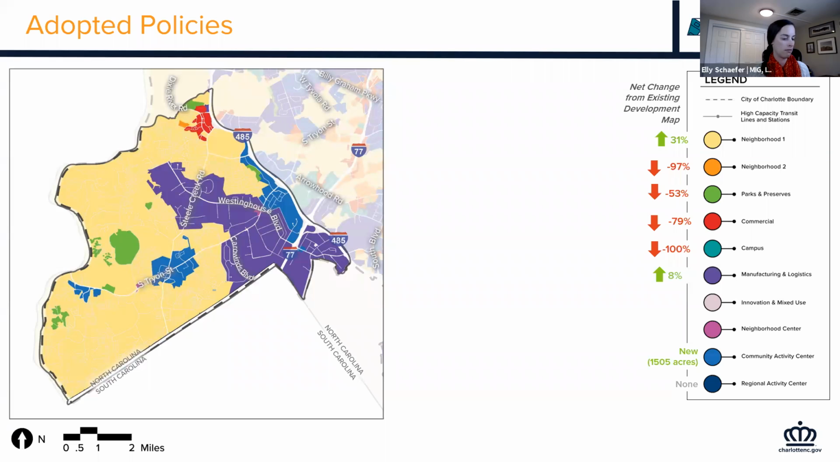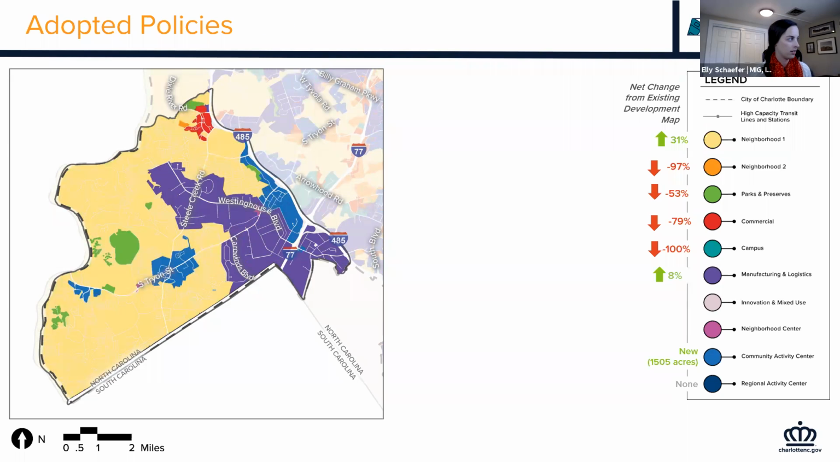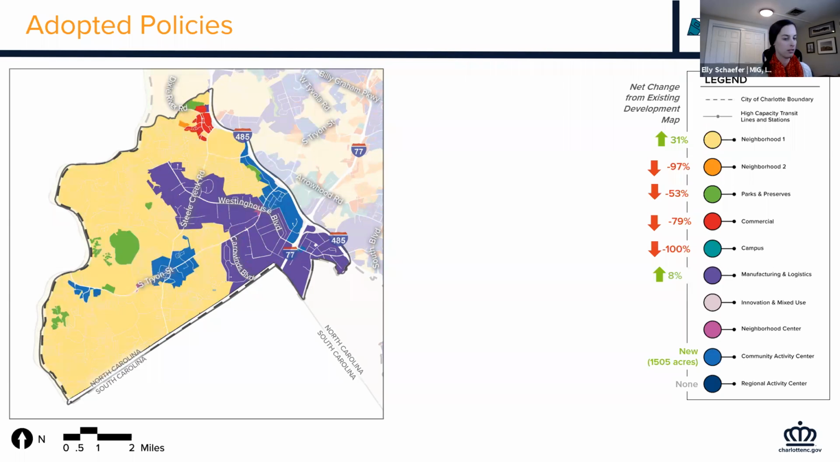And I can flip back and forth. So this is the second map in the process, which is translating adopted policies from adopted area plans from since 2010 and existing zoning and entitlements into place types. So you can see the outline doesn't change much. It's a bit of growth in manufacturing and logistics, and some of that vacant land in gray is becoming manufacturing and logistics.